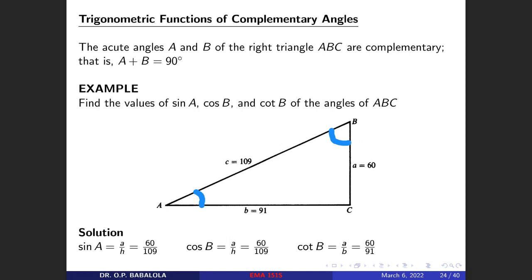Okay, and we can actually see that from the example we have here. Find the value of sine A, cos B, and cot B of the angle of ABC. Basically, what that means is, sine, you're familiar with that. So sine is opposite over hypotenuse. That's just Pythagoras theorem. Cos is adjacent over hypotenuse. This is just a refresher for you, and that is how you find the other sides. All right, I think that is clear enough.